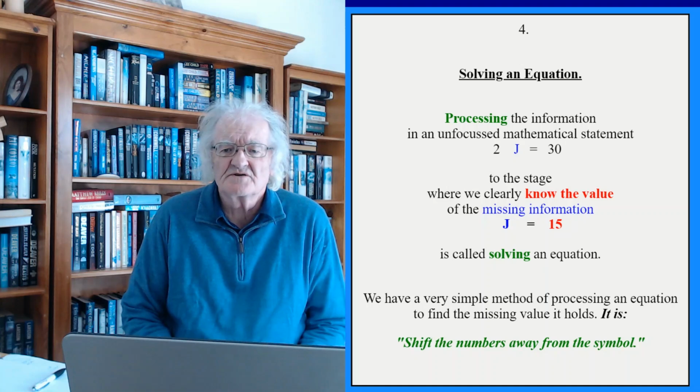Processing the information in an unfocused mathematical statement, such as 2j equals 30, to the stage where we clearly know the value of the missing information, j is 15, is called solving an equation. We have a very simple method of processing an equation to find the missing value it holds. It is: shift the numbers away from the symbol.